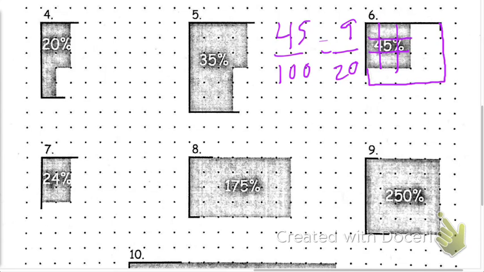Notice how this 45% is pretty close to 50%, and it looks like it's covering about half of the full rectangle. For number 8, we have 175%, which is bigger than 100%. So the rectangle that I draw is going to be smaller than that.